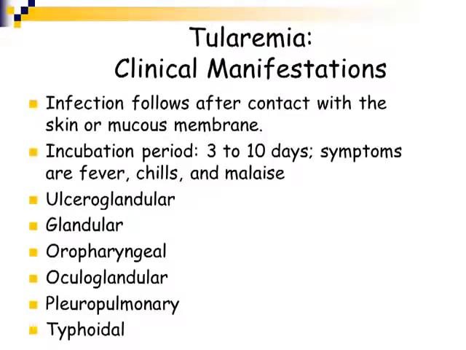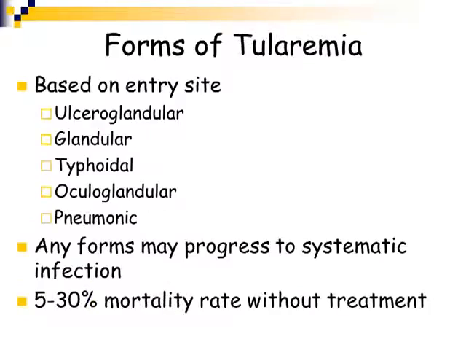The Francisella tularensis infection follows contact with skin or mucous membrane. So the organism, if it comes in contact with the mucous membranes, can cause an infection. Incubation period is 3 to 10 days. Symptoms are fever, chills, feeling tired, and there are various forms of tularemia. There's ulceroglandular, glandular, oropharyngeal, oculoglandular, pleuropulmonary, and typhoidal. And these forms are based on the entry site.